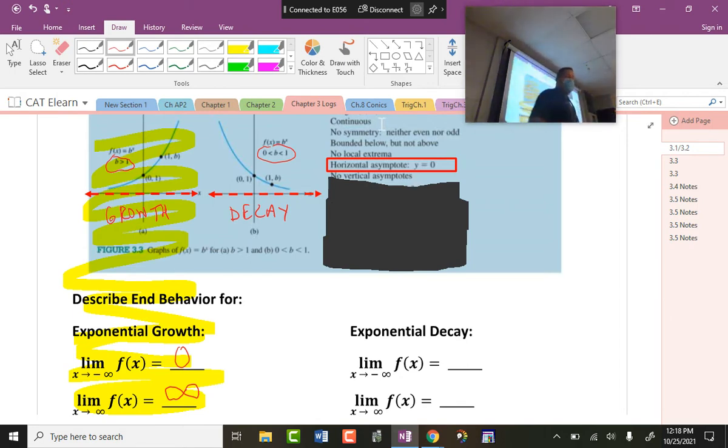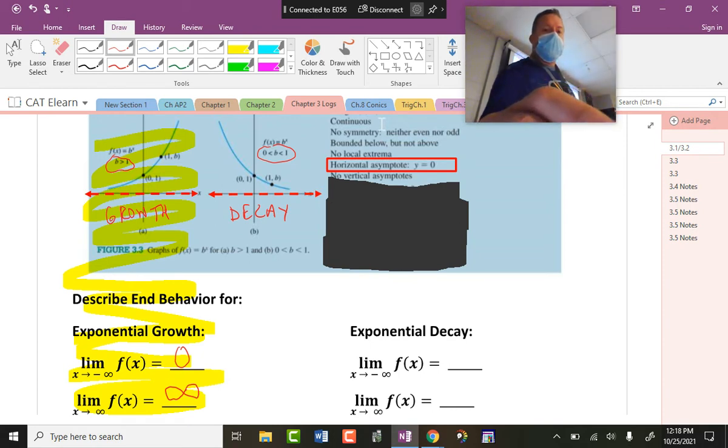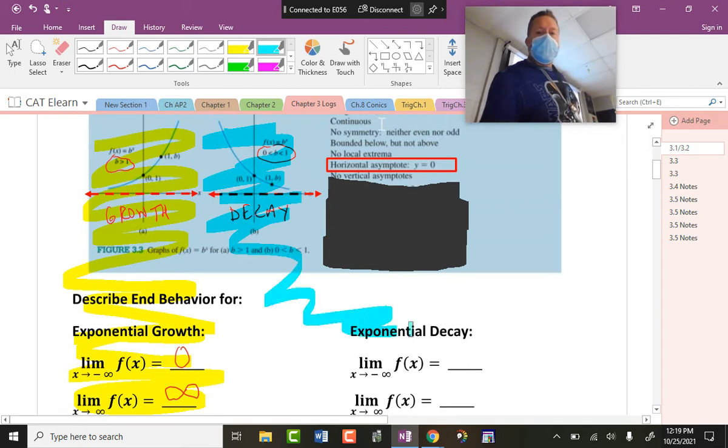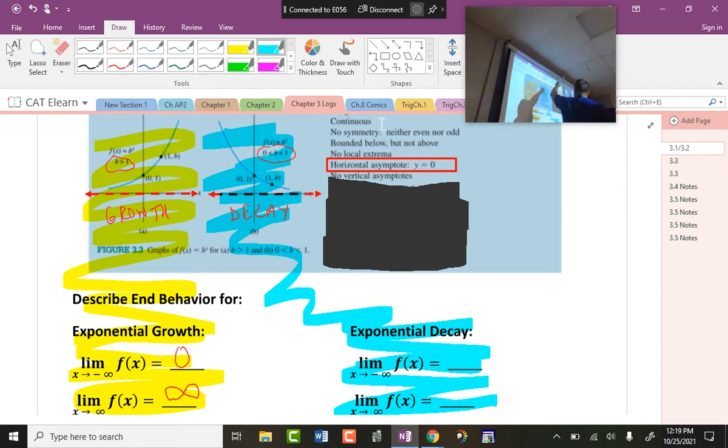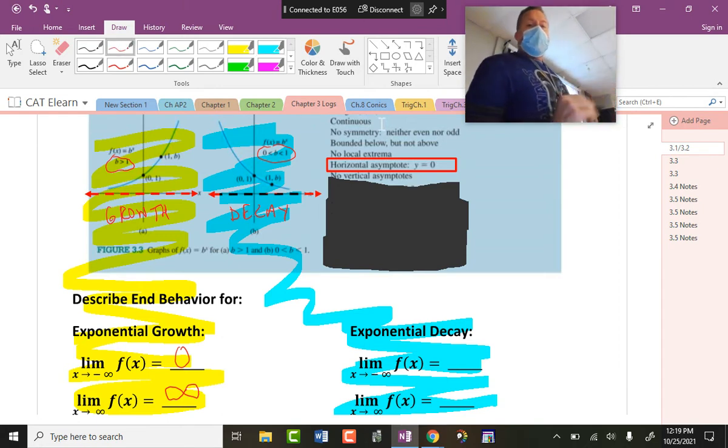And the second one, the decay graph, which I guess I'll color in blue. Still see it through this blue here. Exponential decay. Decay means decrease, or it goes down as you read left to right. So that means left to right, the y's go down or decrease. So decrease, decay. Synonym.